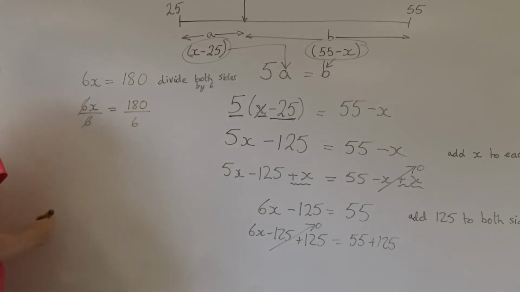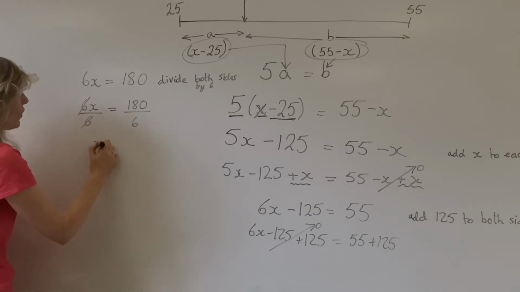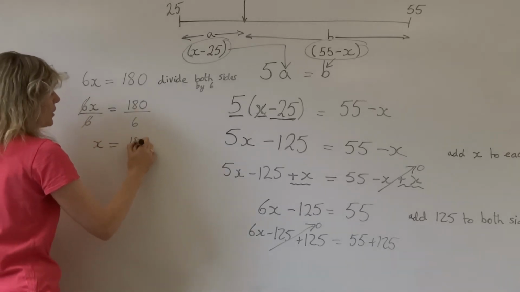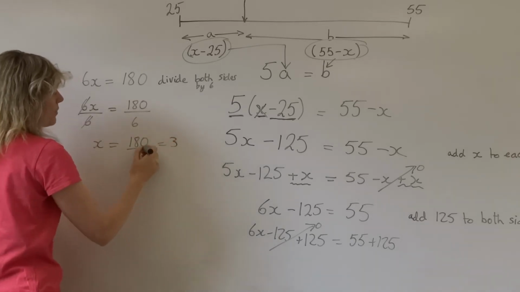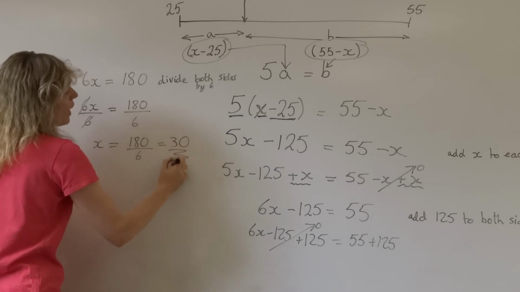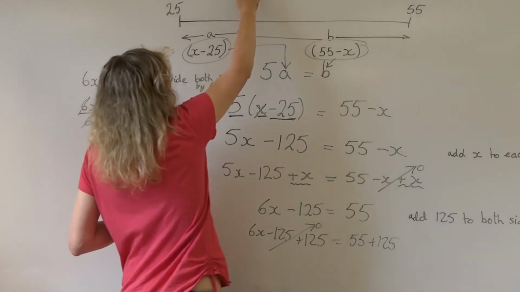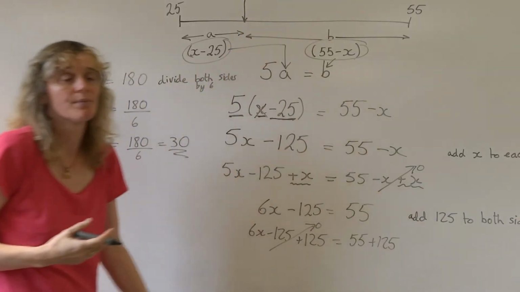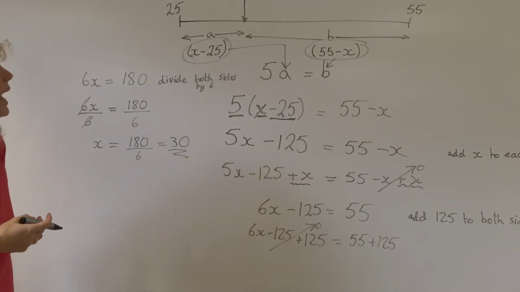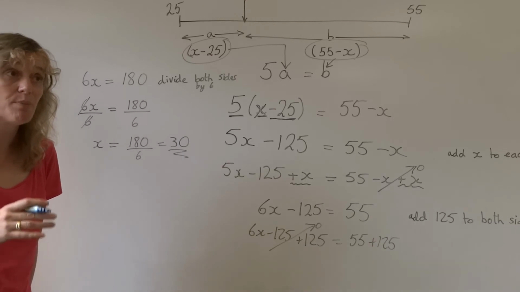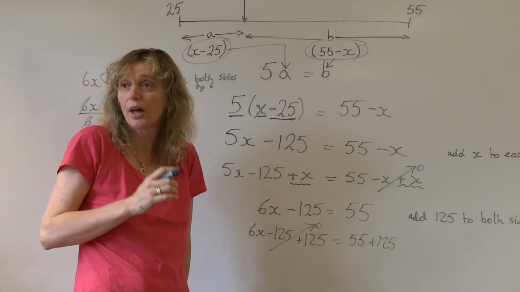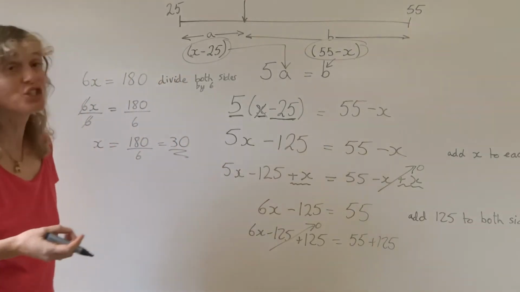I then cancel my 6 here, giving me 6 divided by 6 is 1. So I now know that 1 lot of x is 180 divided by 6. 6 is into 18 3 times, 6 is into 0, 0. So x is 30. So I think that x is 30, solving it algebraically. Am I finished? No, definitely not. I think that x is 30, but if I'm going to be 100% sure that I've done the right thing, I now have to check it.